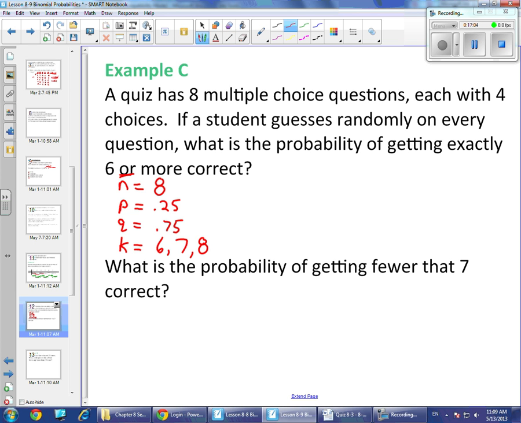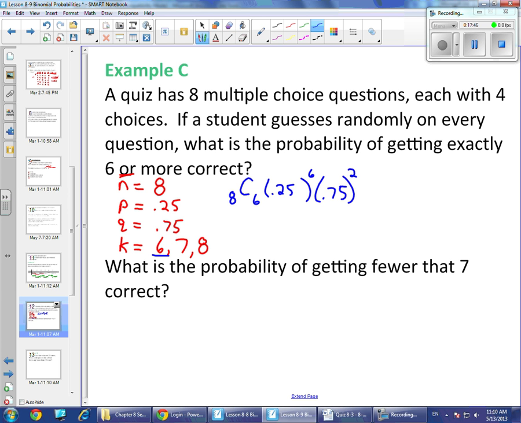So what ends up happening is we're just going to use the formula a couple of times and add it up. So now let's find the probability. And again, instead of listing out all those X's and O's, makes and misses, I'm just going to use the formula. So what's the probability of getting 6 correct? Well, I have 8 total, so 8C6 is the combination I'm going to start with. I'm going to multiply by the probability of success, which is 0.25, raised to the number of successes, which is 6. Then multiply by the probability of failure, raised to the number of failures, which would be 2.